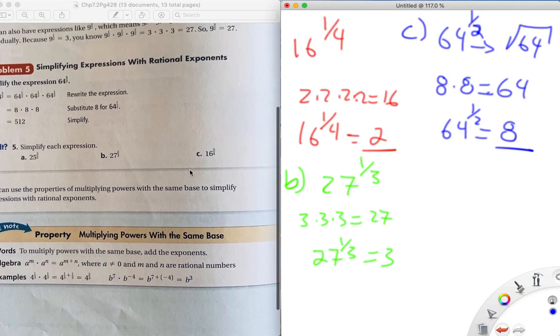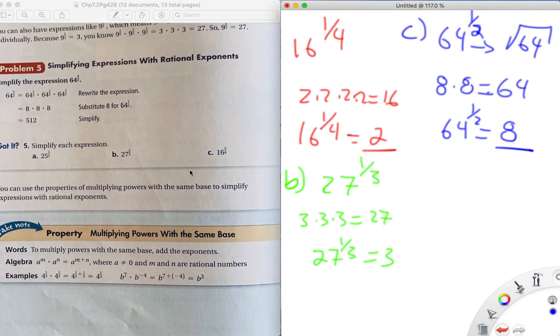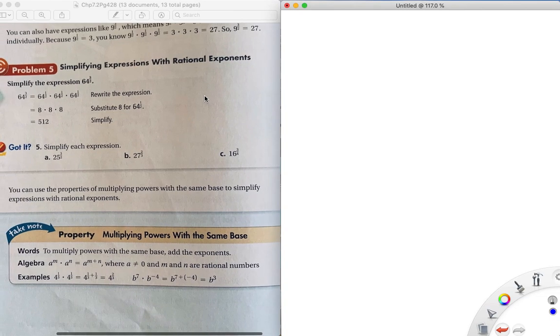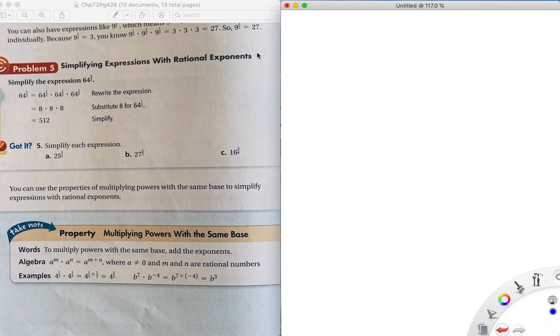Then the fractions get a little bit more fun. So here they got number 5, A: 25 to the 3 halves.